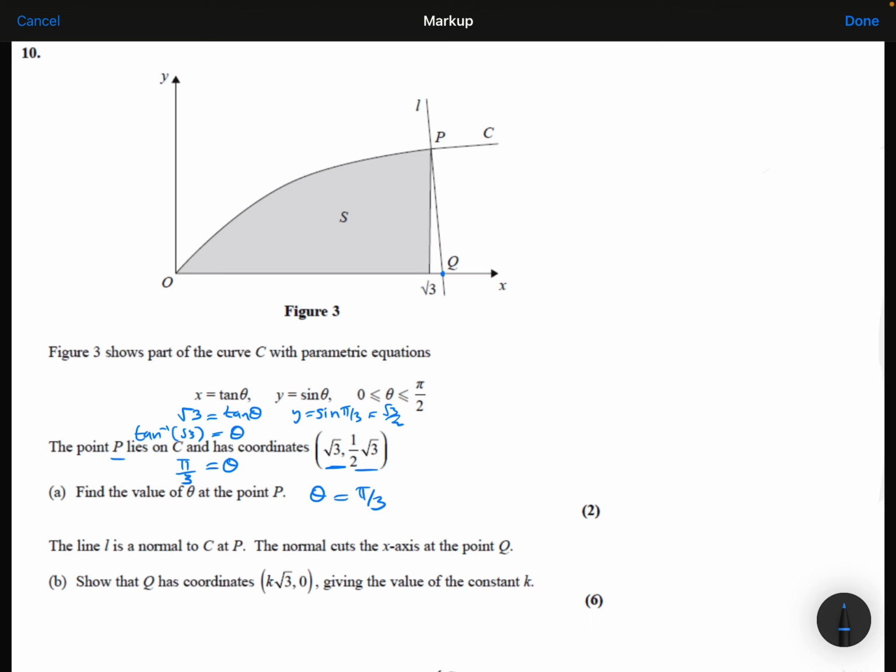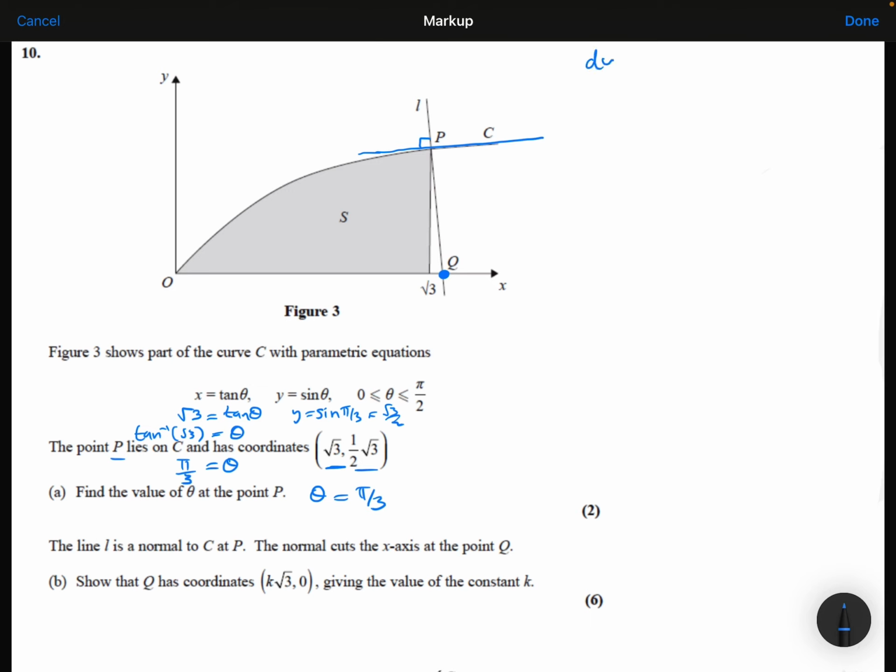So point Q is here. We know that's where our normal intersects the x-axis. So let's work out the equation of the normal first. To do that, we want to work out the gradient function of the curve so that we can get the gradient of the tangent at P. Once we've got the gradient of the tangent, we can then do the negative reciprocal to get the gradient of the normal, and then do y equals mx plus c to get the equation of the normal.